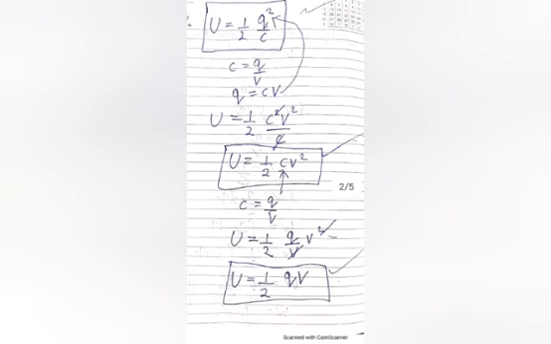So these are the three expressions for energy storage: U is equal to half Q square by C, U is equal to half CV square, and U is equal to half QV.